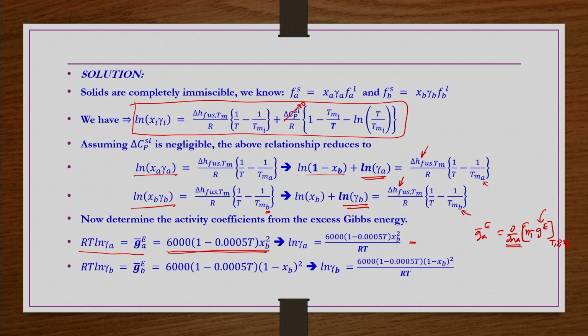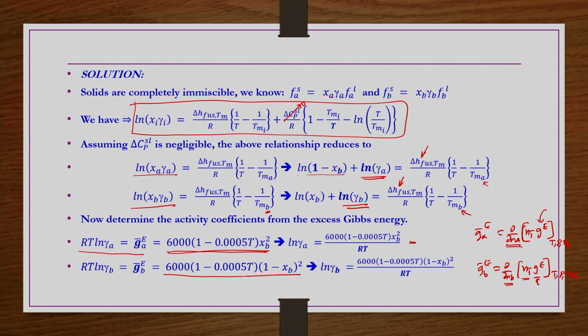Similarly, RT ln gamma B is nothing but G_B bar E, that is ∂/∂N_B of (N_t G^E) at T, P, N_A. Whatever G^E expression is given in the problem in mole fractions, you convert in terms of moles by taking x_A equals N_A by N_t and x_B equals N_B by N_t. Then you multiply by N_t, partially differentiate with respect to N_B, and convert the final expression in terms of mole fractions. Then you will get 6000 multiplied by (1 minus 0.0005 T) multiplied by (1 minus x_B) square.